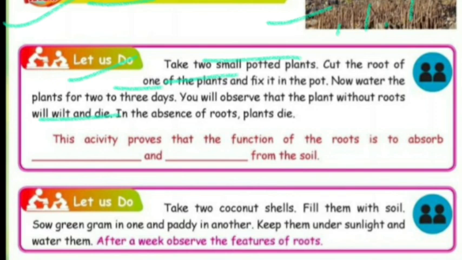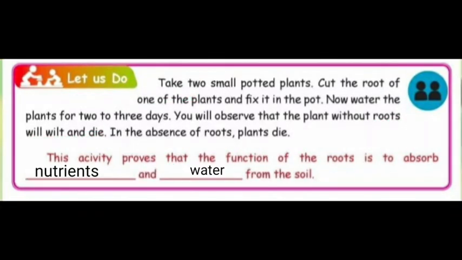In the absence of water, the leaves cannot prepare the food, cannot prepare the starch. So they are not able to have the nutrients. That's why, in the absence of water, in the absence of root, they are not able to survive in this condition. So that's why they die, isn't it? You will know if you do this activity in your home. So without root, plants cannot survive. This activity proves that the function of the roots is to absorb nutrients and water from the soil.